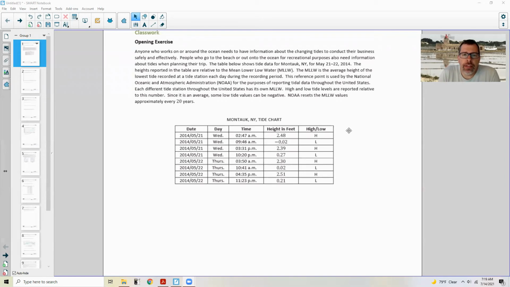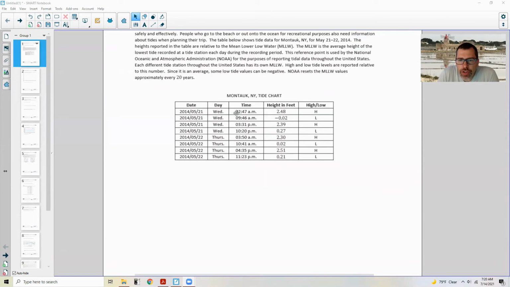Each different tide station throughout the United States has its own mean lower low water. High and low tide levels are reported relative to this number. Since it is an average, some low tide values can be negative. NOAA resets the mean lower low water values approximately every 20 years.